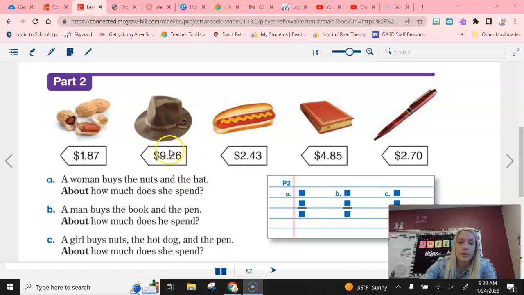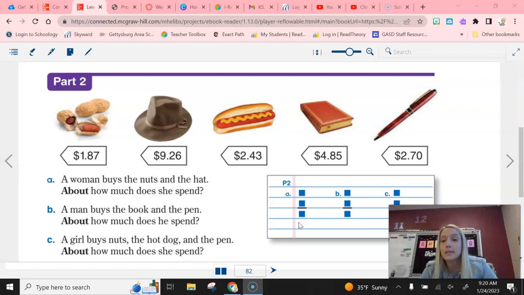And then she wants to purchase the hat. The hat is right here. It is $9.26. So you're rounding to the nearest dollar. You're thinking about a number line from 0 to 100 because there are 100 cents in $1. And you're saying, is 26 closer to 0 or closer to 100? Okay? In my mind, 26 is closer to 0. So we would round down and we would keep it at $9. So then about how much did she spend? We said $2 for the peanuts and $9 for the hat. So on your paper, 2 plus 9 or 9 plus 2 should be 11. So she spends about $11.